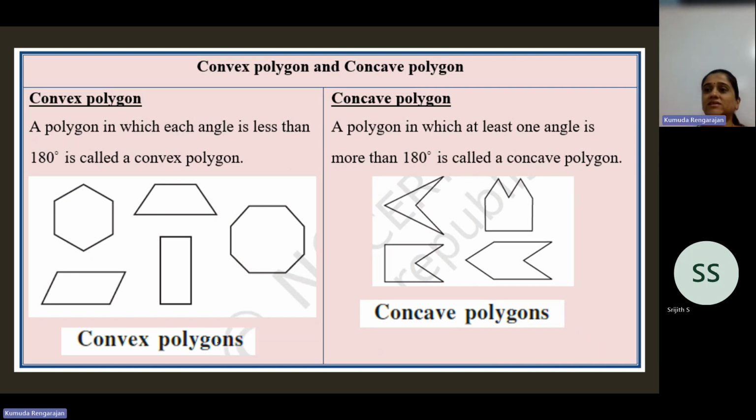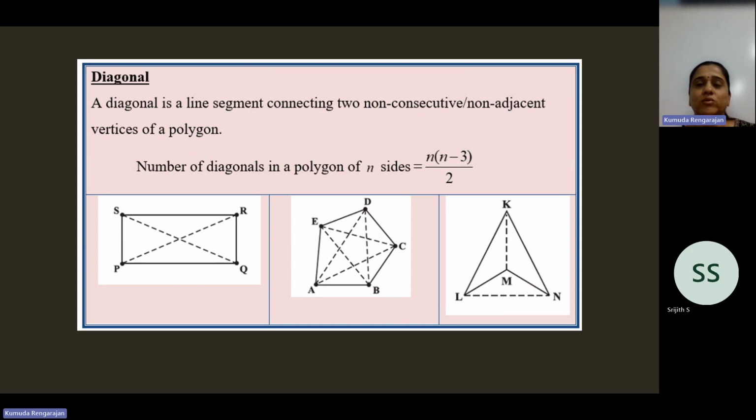Okay. Next, convex and concave polygons. Now, with respect to triangles, we have seen, no? What is an acute triangle? An acute triangle is a triangle in which all the three angles are acute. An obtuse triangle is a triangle in which one angle is obtuse. Only one angle will be obtuse.